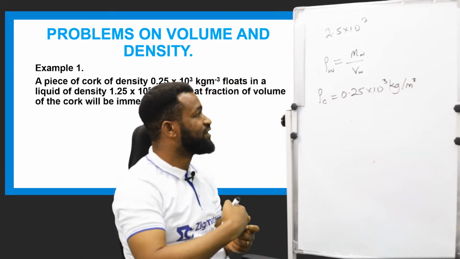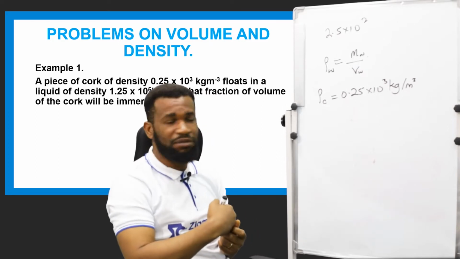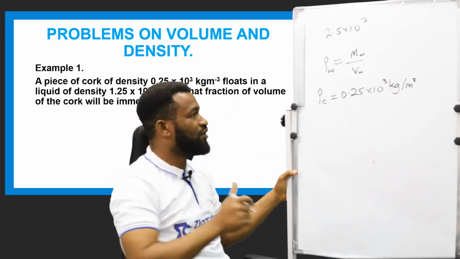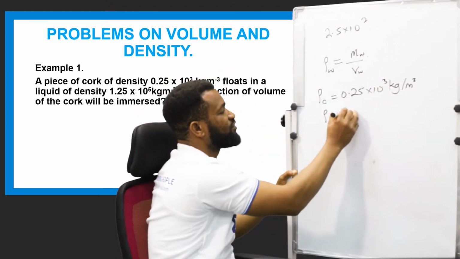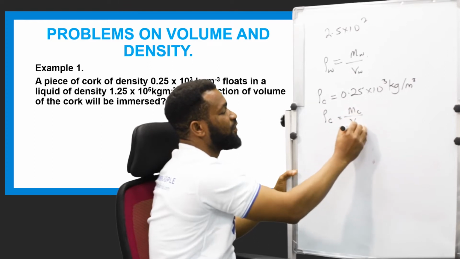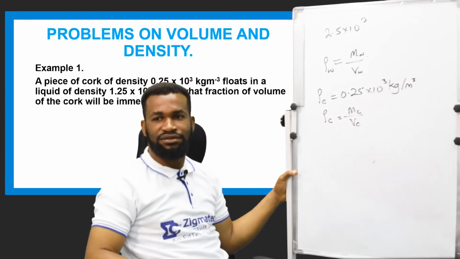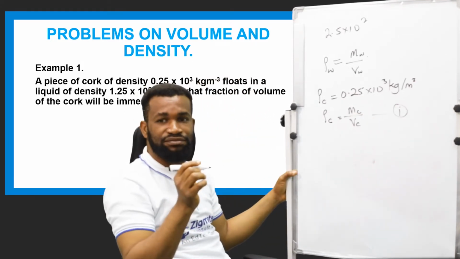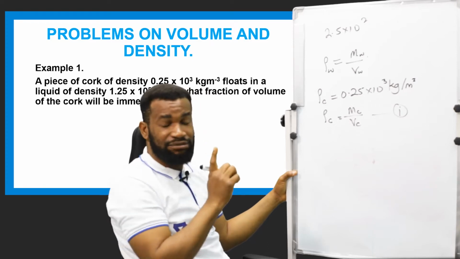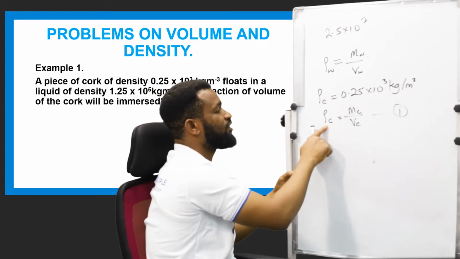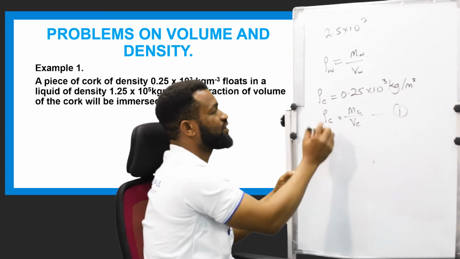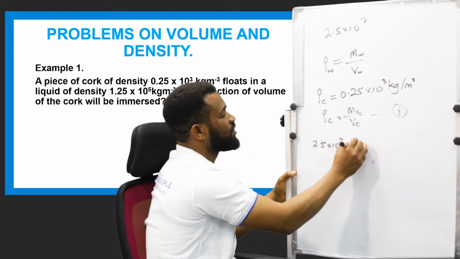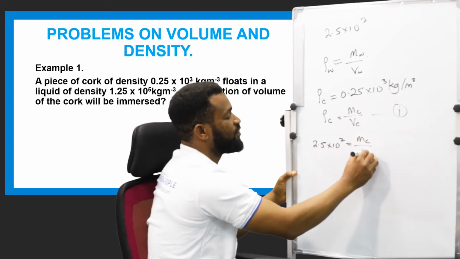So that is the density of cork. Remember that for us to be able to fully explain this density of the cork, we have to say that density of cork is going to be mass of the cork all over volume of the cork. Let me call this the first relation. Now, instead of writing density of cork, I'm going to put 2.5 times 10 raised to the power 2, which is equal to mass of cork all over volume of cork.